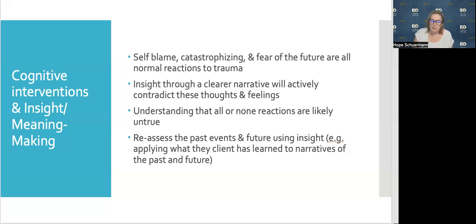So through reassessing the past and looking into the future, applying what the client has learned to both narratives from the past and the future, oftentimes clients are able to create meaning. Even if it's through something like, well, I understand myself better and I'm creating meaning in the process of understanding myself better so that in the future, when something bad happens, I don't default to everything is always my fault.